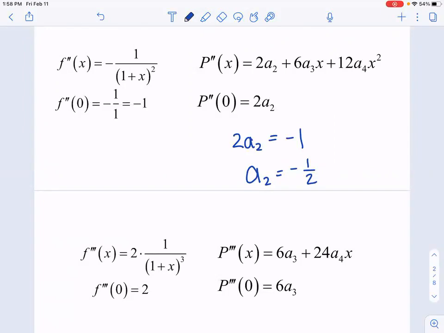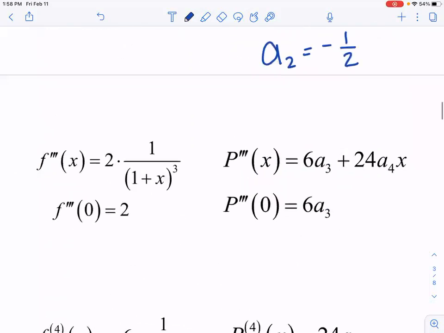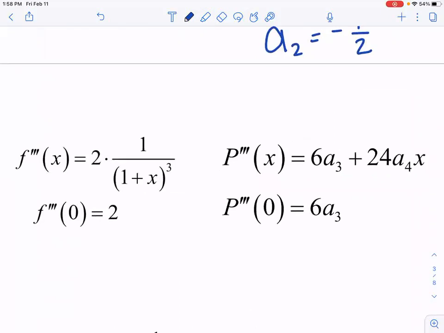So when we do the power rule here, 2a sub 2 is a constant, so that derivative is 0. Power rule, power rule. If we plug in 0, the 24a sub 4x goes away. Okay. So what needs to be true? We want 6a sub 3 to equal 2.